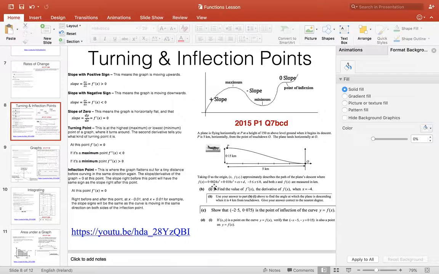This is the function of its descent, okay, of this path. And it's saying x goes from -5 kilometers, makes sense, to 0 at the origin, makes sense. First question is to find the value of f derivative of x. Same thing as saying dy dx. Okay, when x is equal to -4.